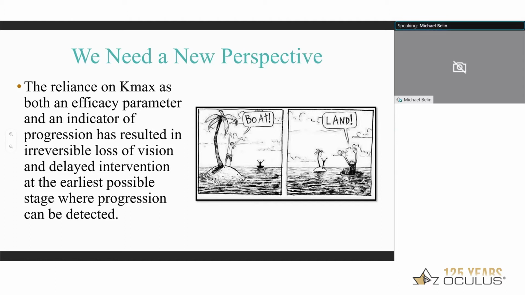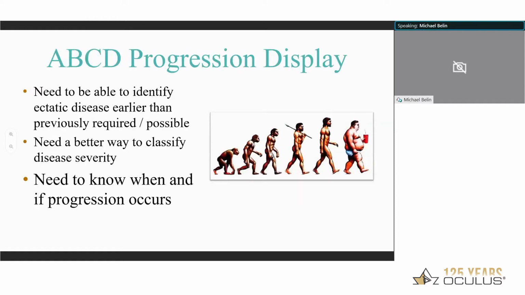We don't, again, treat high blood pressure only after someone has a stroke. Or glaucoma, we treat them if their pressure is elevated. We don't wait for them to get field loss. But at the moment, using Kmax effectively, we're being told you have to wait till you have irreversible changes, and those changes have to get worse. So we want to develop a progression display to allow us to identify progressive disease or change at the earliest possible stage.